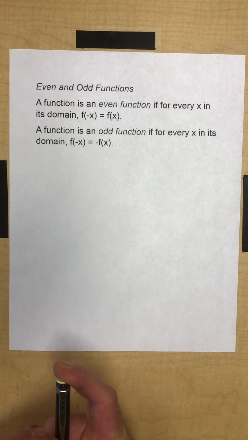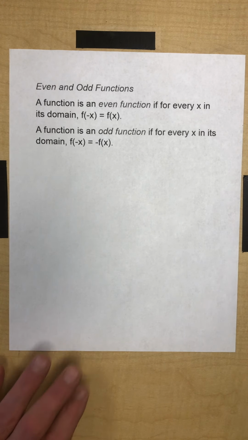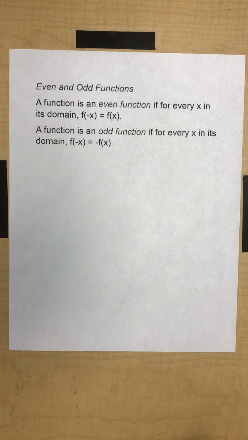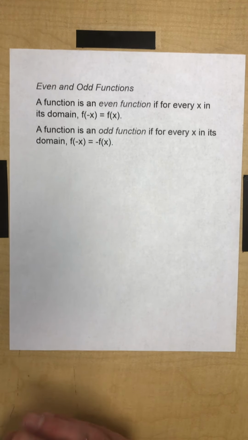Let's see, what did we finish up yesterday dealing with the Pythagorean identities, which obviously are about as important as they get in mathematics. Today we want to take a look at the difference between even and odd functions.